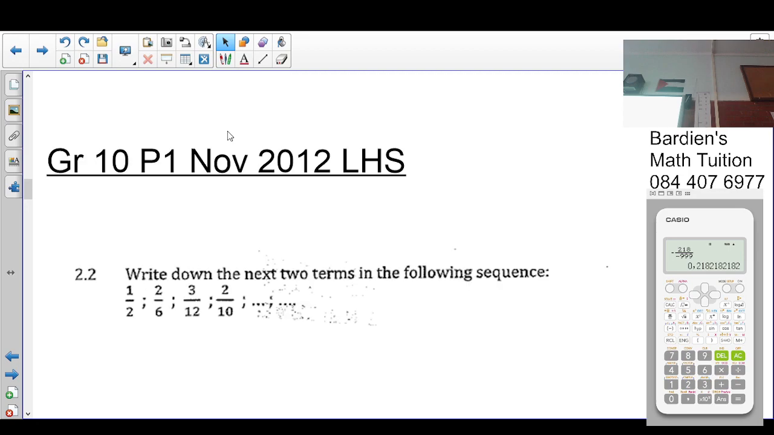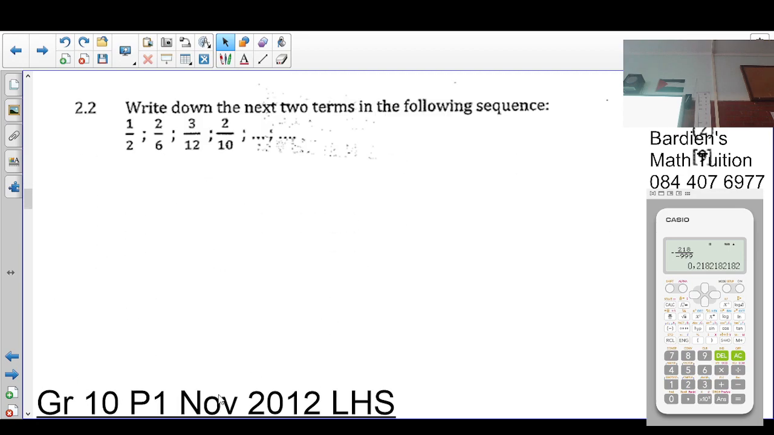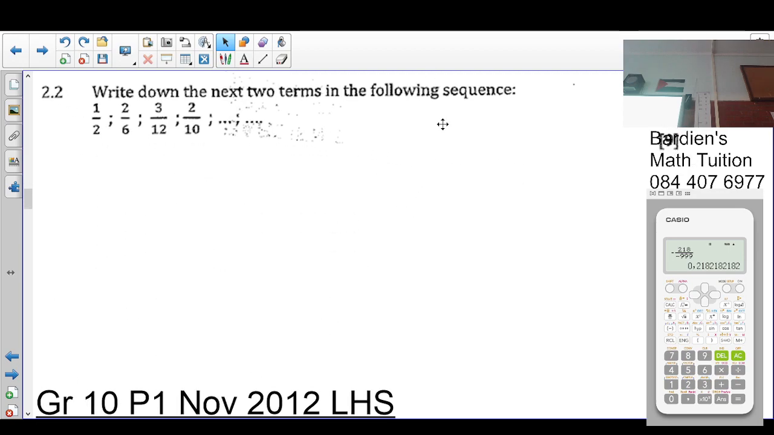In the next question we are asked, for 2 marks, to write down the next 2 terms in the following sequence. So what do you notice here? You move 1, you're adding 1, then 1, then you're subtracting 1. Okay, so this is what we're looking at. How do I move from 2 to 6? Times 3. Then I times by 2.